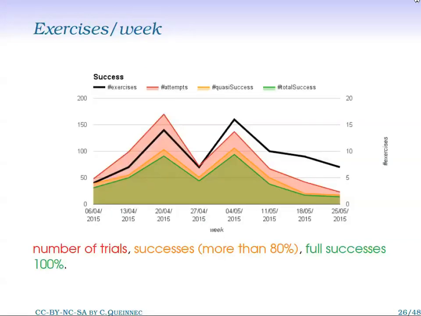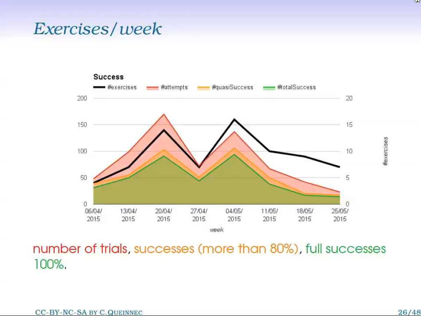So here you have another graph. The black line is the number of new exercises I introduce every week. And you see that the number of successes has the same shape as the number of exercises. Here is a week of holidays in France, so I suspect that there is an impact.